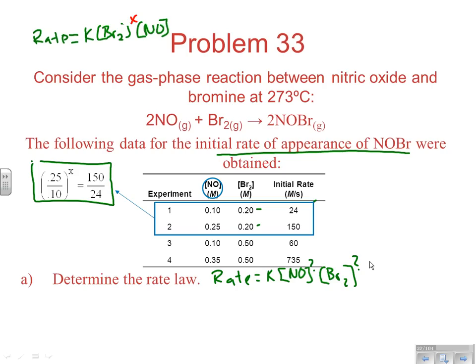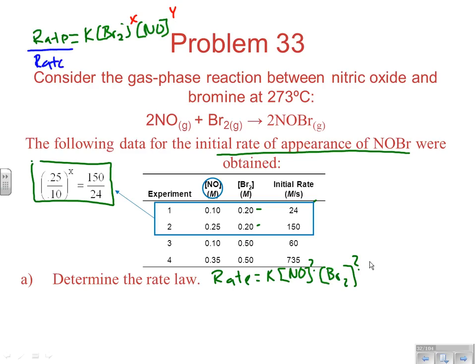Now remember, what we have here is the rate equals K times the concentration of Br2 to some power times the concentration of NO to some power. And once again, the NO doesn't change, so I'm going to get rid of my unknown there, and let's just call that the Y. Now, those two things are equal to each other. What you do to one side of an equality, you have to do the other, and you maintain the equality. So what I'm going to do here is divide them both by the exact same thing.